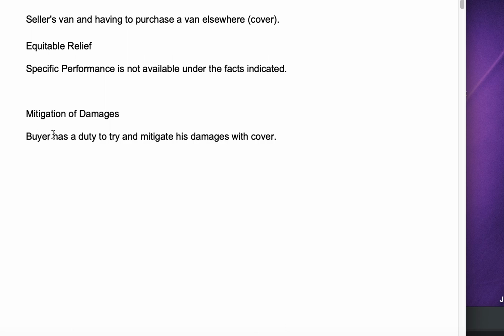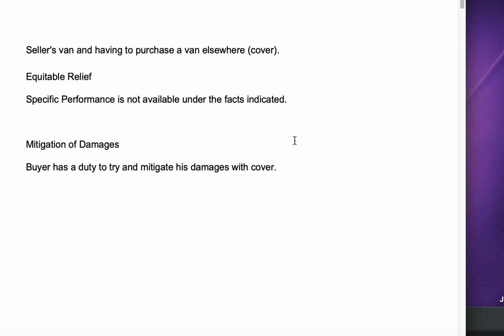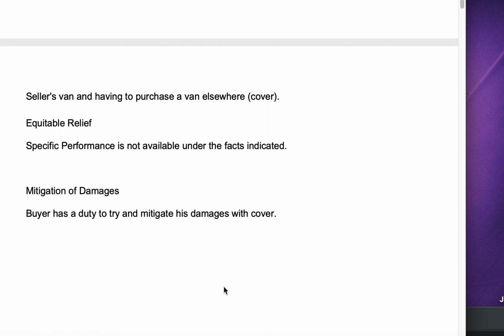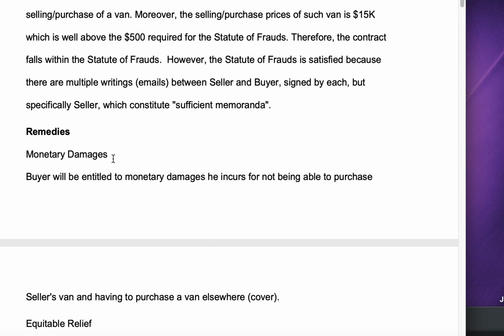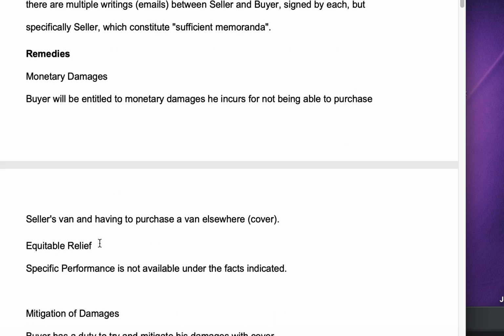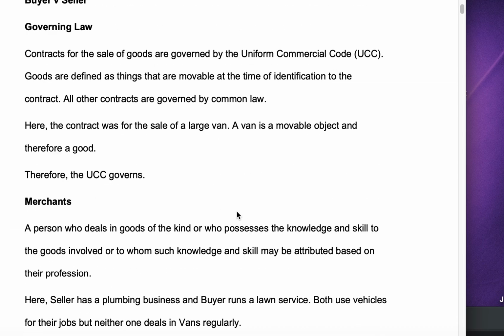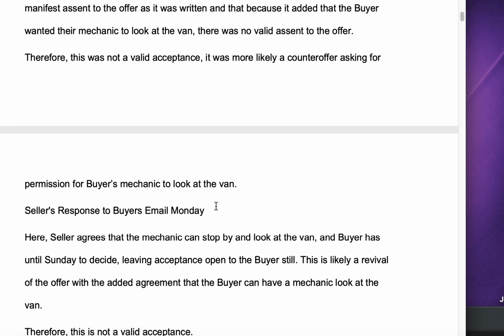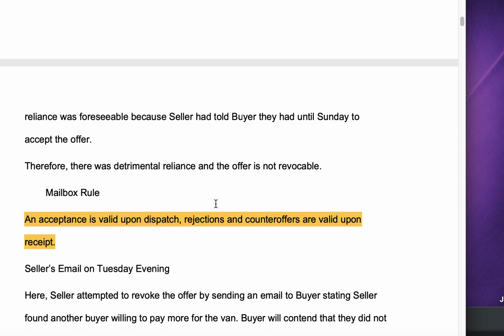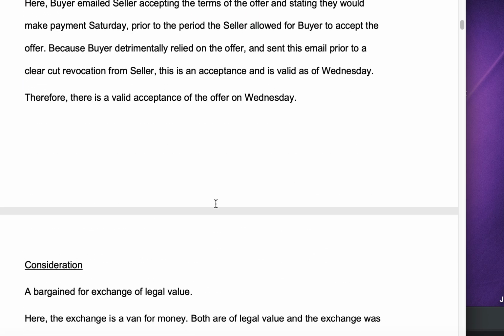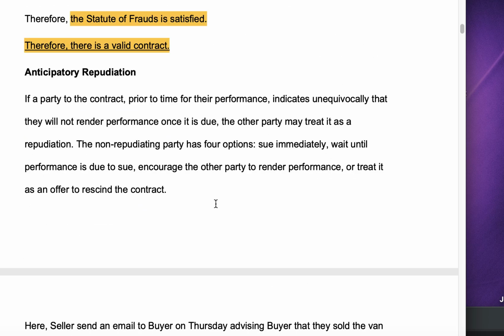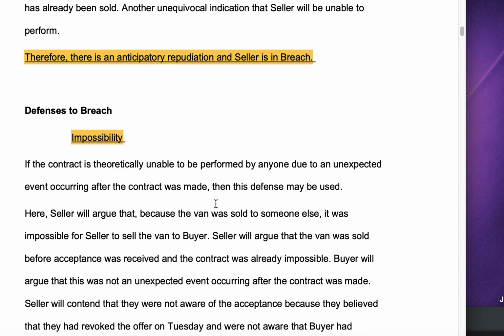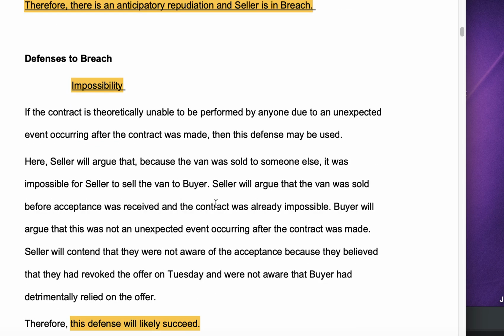So it says the buyer has a duty to try to mitigate the damages. Now this is not on the other ones. So they just said monetary damages, equitable relief, and mitigation of damages. This person came up with a sort of deeper understanding of the law in some ways that the other one didn't. But they're both correct. This is a little bit more succinct, and it also includes defenses.